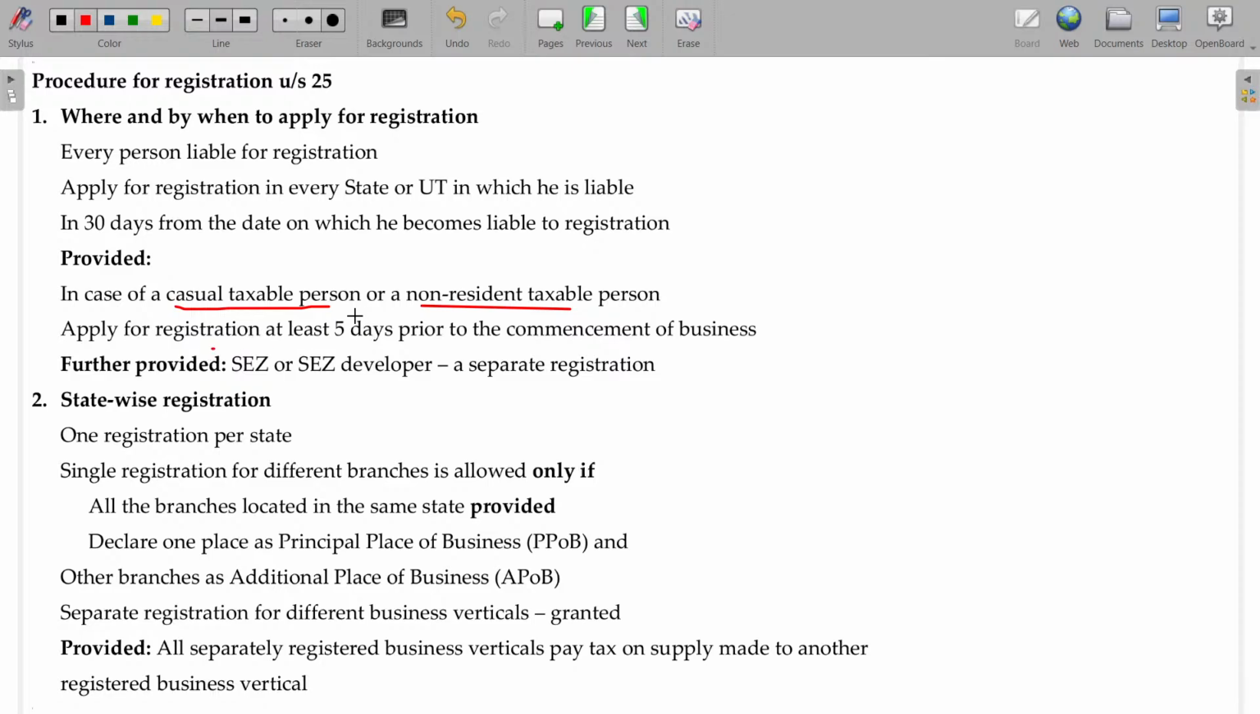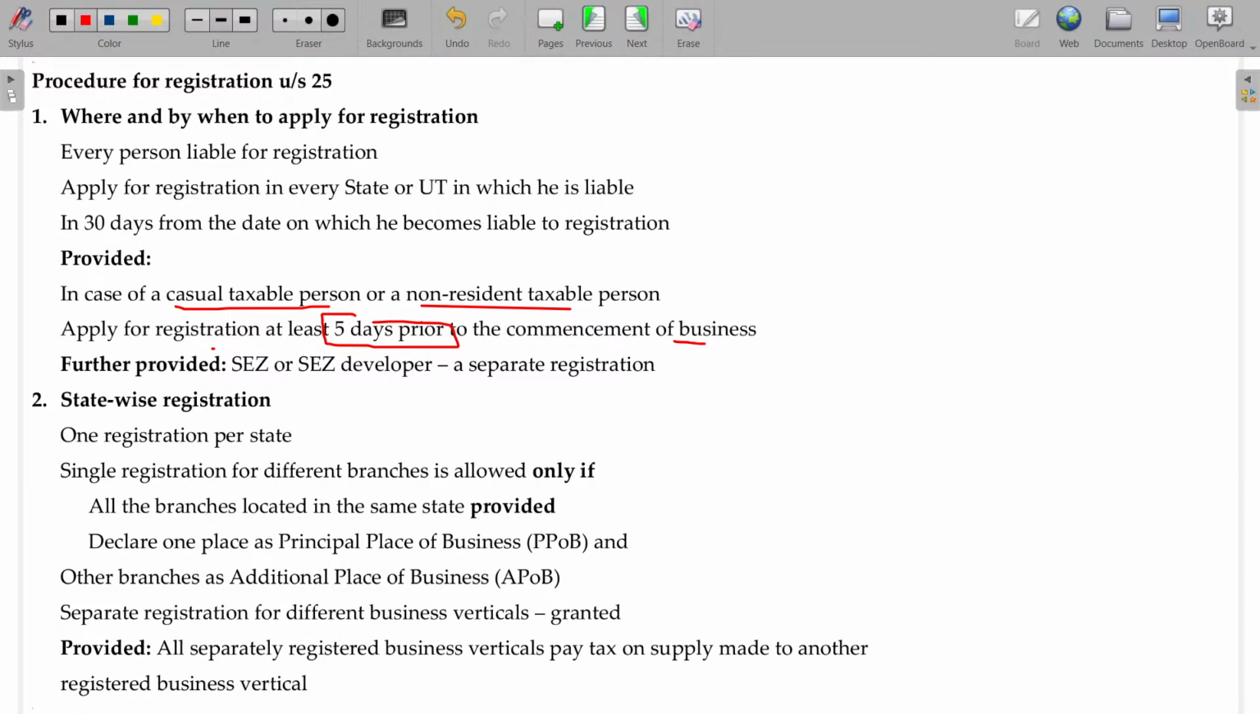Apply for registration at least 5 days prior to the commencement of business, along with the estimated GST he is supposed to pay. That should also be paid now. Is that okay for the CTP and NRTP? The case for the CTP and NRTP are more or less the same. Only one difference. What's the difference?